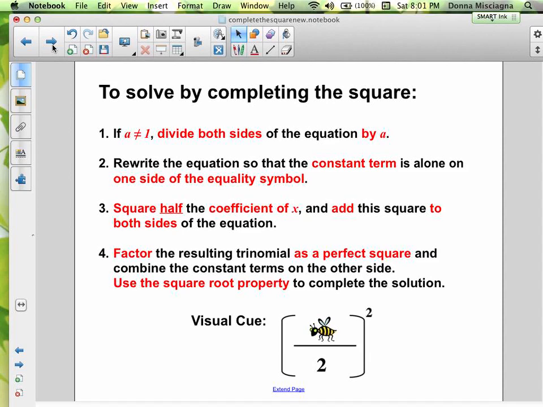We're going to factor the resulting trinomial as a perfect square. It follows a pattern. I will tell you the pattern. You're not going to have to use grouping here because there's a pattern every single time. And we're going to combine the constant terms on the other side. Now we're going to have something squared equals a number. If you have something squared equals a number, you can solve by taking the square root of both sides.